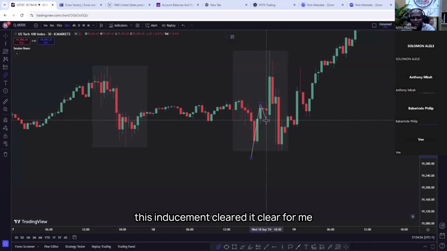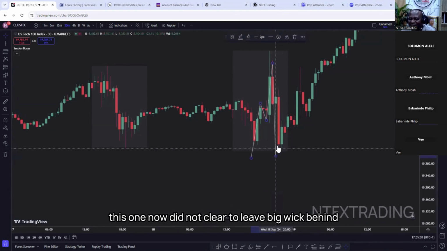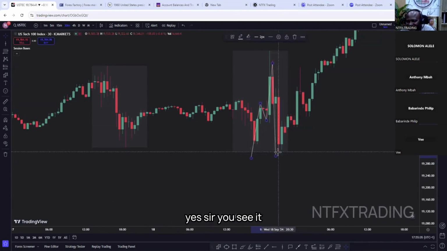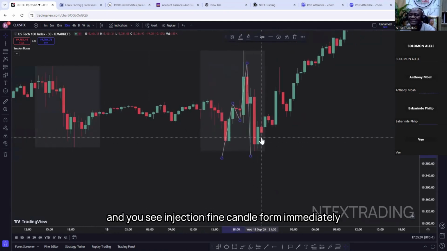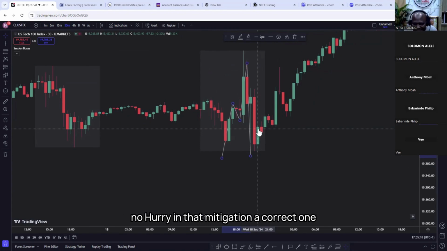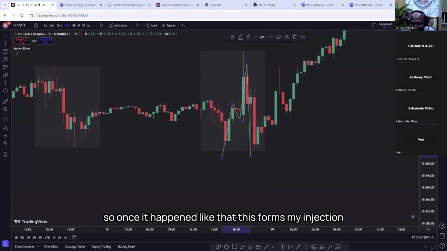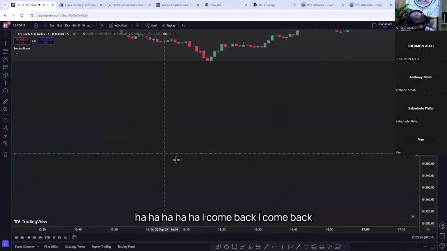This inducement cleared. It cleared for me. Do you see that this one now did not clear to leave a big wick behind? Yes, sir. You see it? When it doesn't leave a big wick behind, and you see the injection, a fine candle forms immediately, that is a correct one. It means that the mitigation was not done roughly. No roughness in that mitigation, a correct one. So once it happened like that, this forms my injection. I come back.